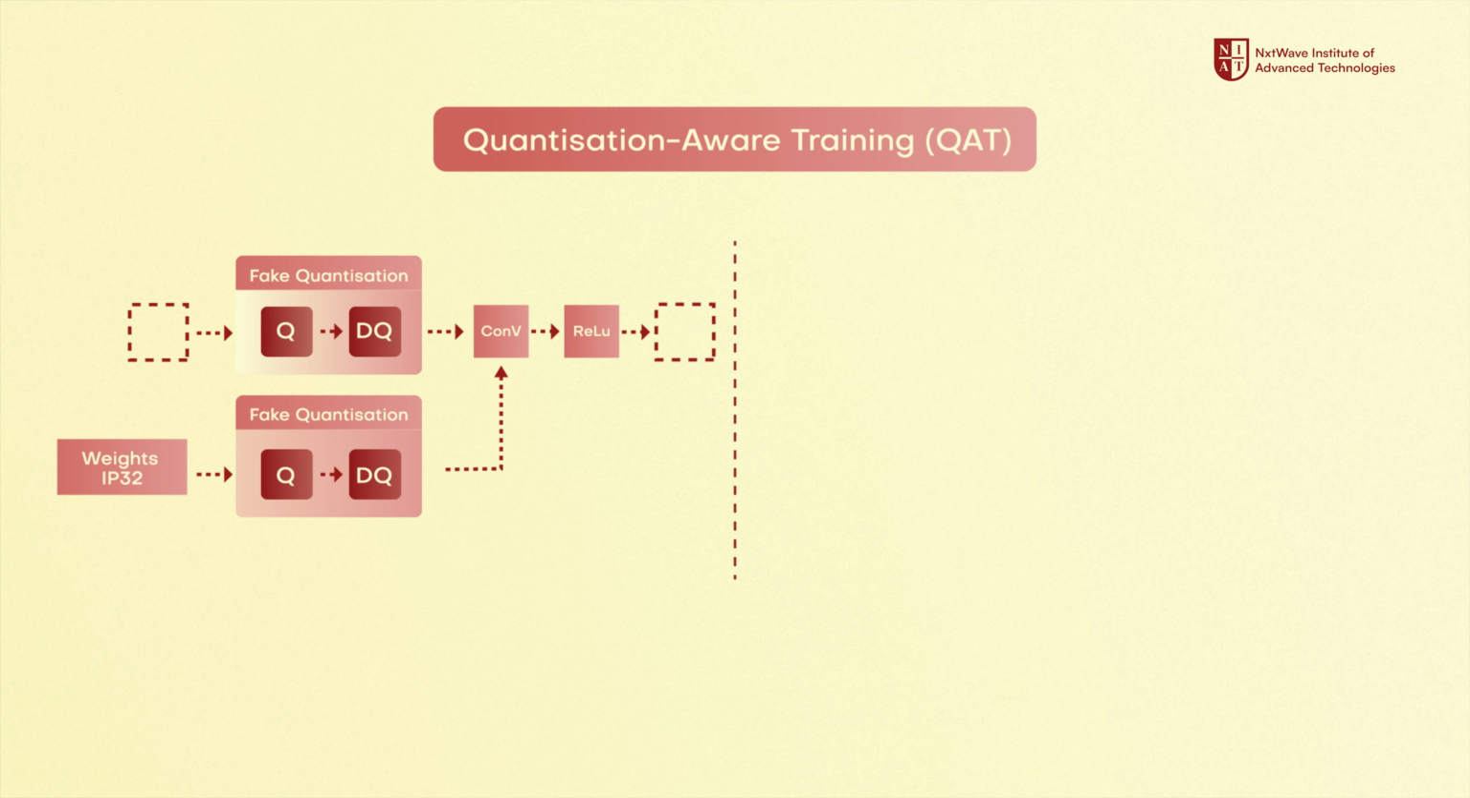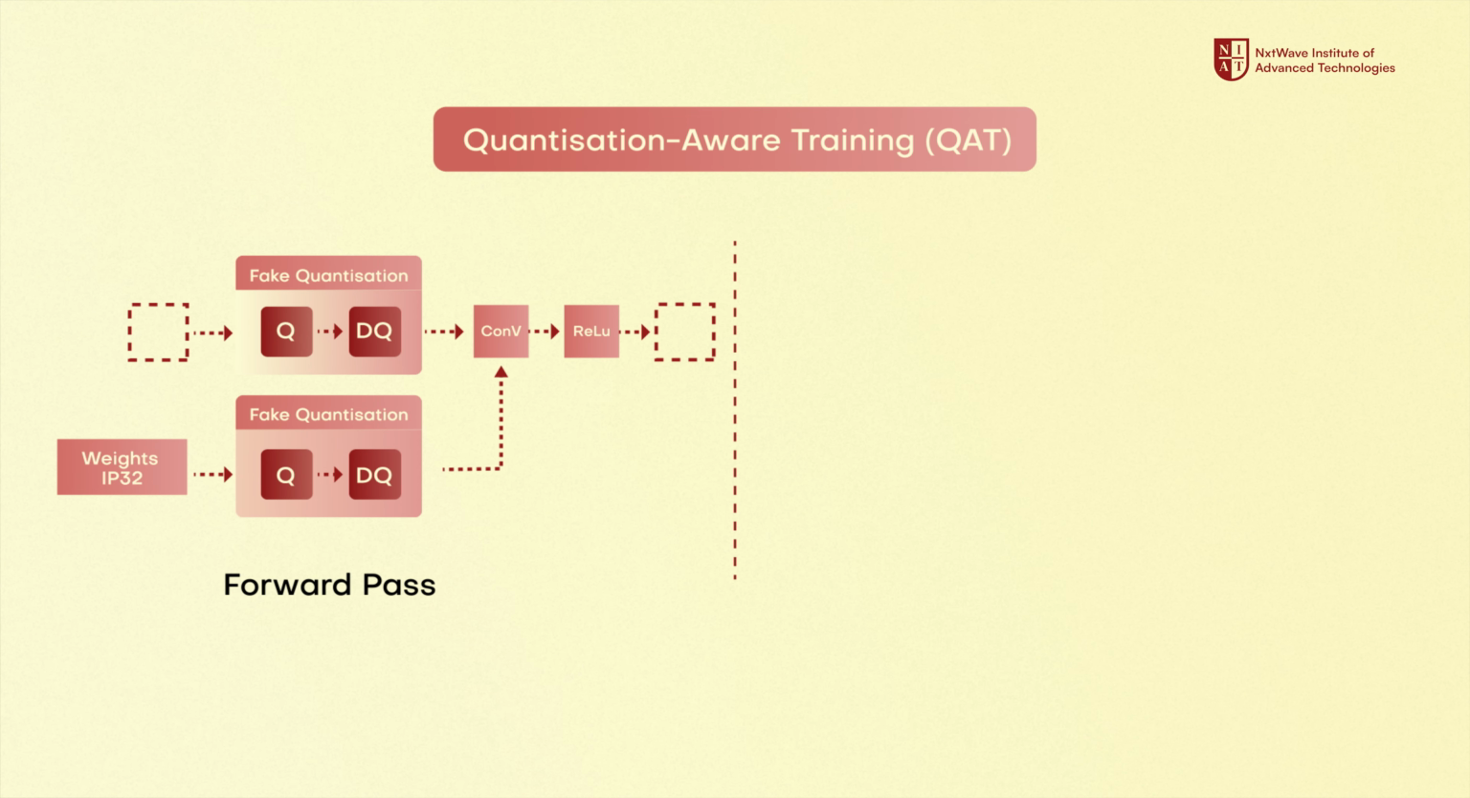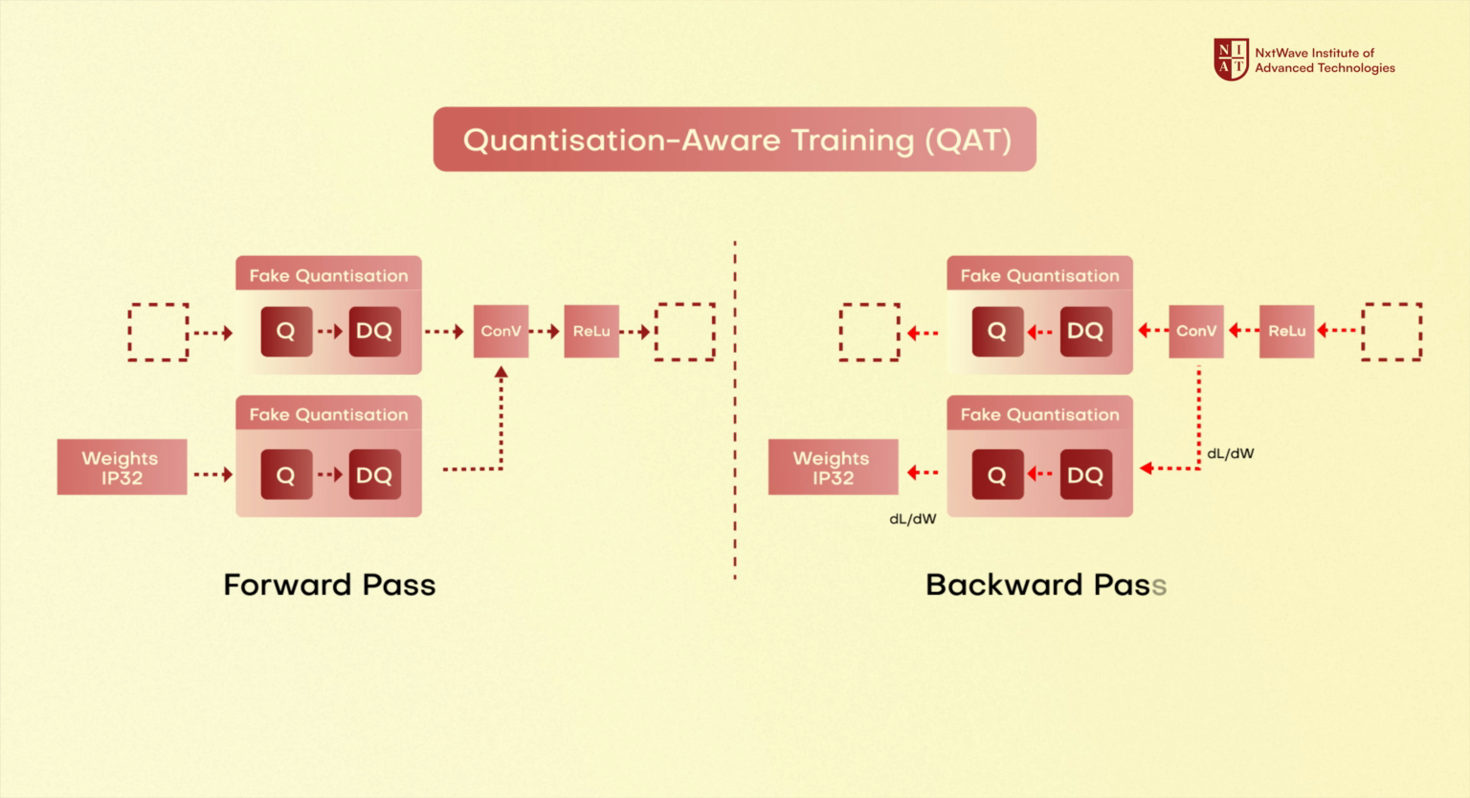Here's a diagram of QAT in action. On the left, forward passes use fake quantization like Q and DQ blocks. This is done to simulate quantization errors from rounding and clipping so that the model learns to deal with these errors without actually doing the quantization. And on the right, the gradients in the backward pass simulate reduced precision. The model adapts its learning to be more robust to the eventual quantization.